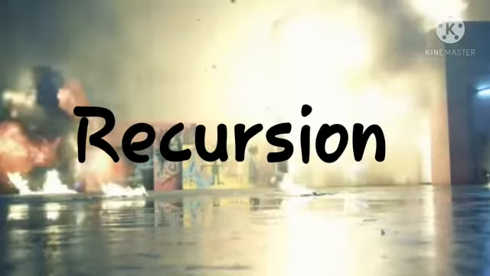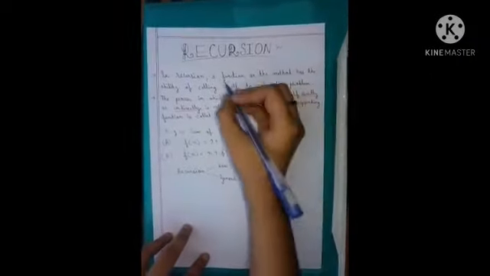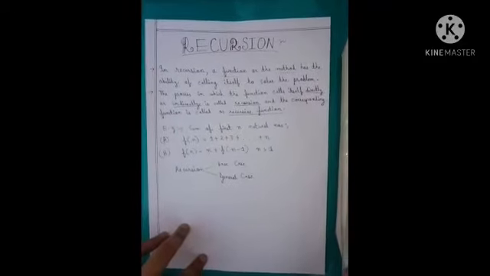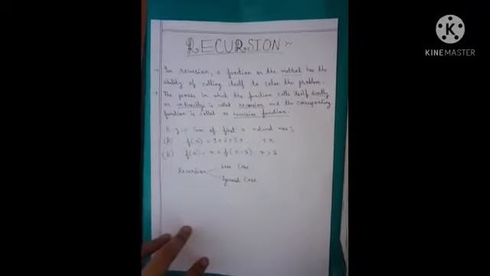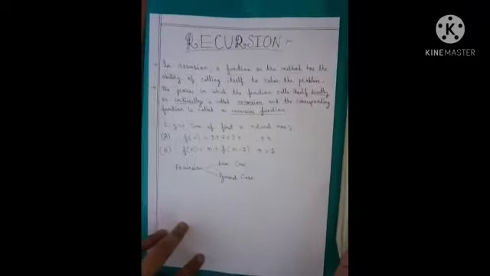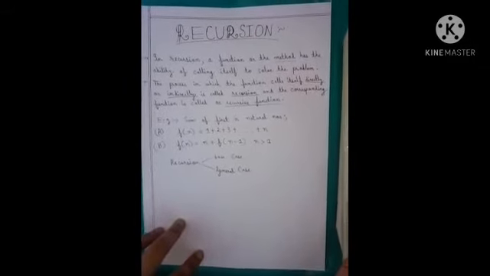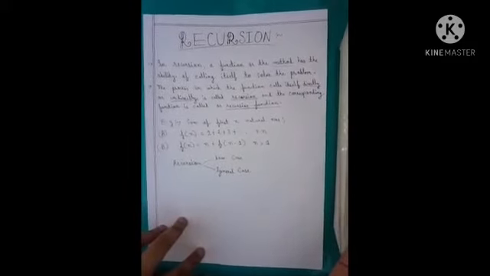Today's topic is about recursion, and there we go. Let's start with it. What is recursion? In recursion, a function or method has the ability of calling itself to solve the problem. Here, the problem is turned into smaller varieties of itself. The process in which the function calls itself directly or indirectly is called recursion, and the corresponding function is called a recursive function.